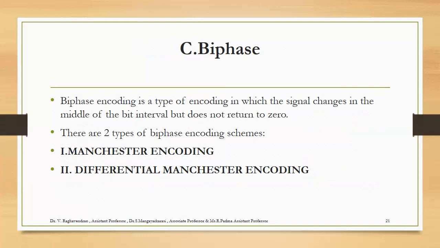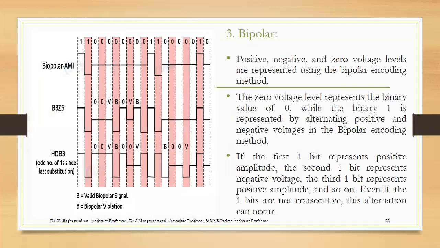In biphase, two different types of encoding schemes are used. One is called Manchester encoding. Another one is called differential Manchester encoding. So the third category is called bipolar. Already we discussed unipolar, bipolar. The third category is bipolar. Positive, negative, and zero voltage levels are represented using the bipolar encoding methods.